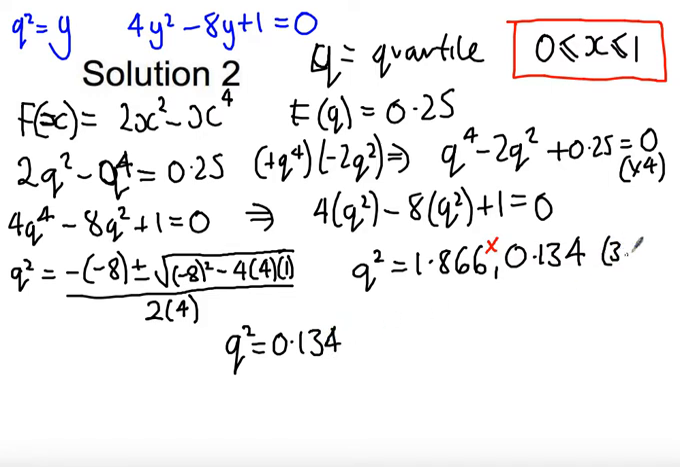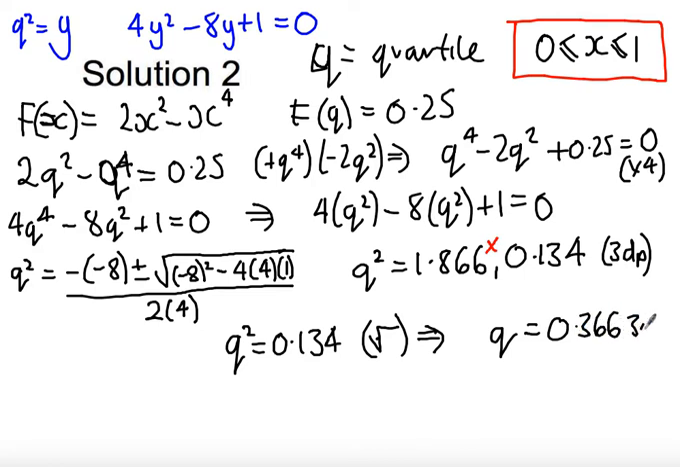Let's just acknowledge that this was written to 3 decimal places back there, and again, I'm using the exact value here. So if I take the square root, using the value on my calculator, we get that q, the quartile, is 0.366 to 3 dp. So the lower quartile is 0.366. Now again, if you use the exact value stored on your calculator and substitute it into f of x, then you will find, hopefully, that it comes out at 0.25.